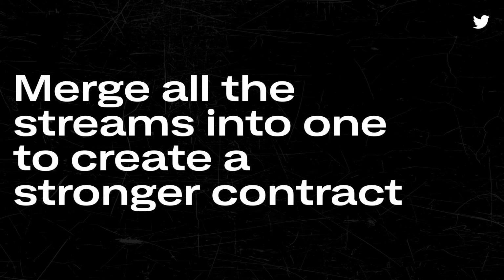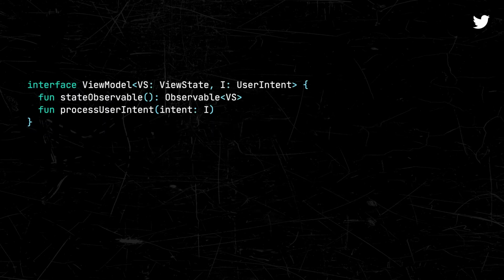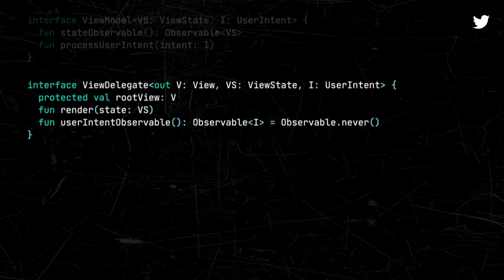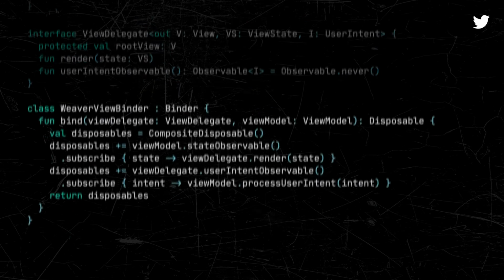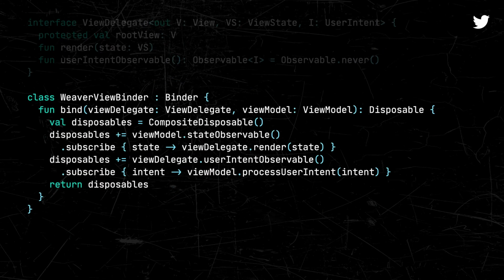So if we merge all the streams into one, we create a stronger contract in the view model interface. If we provide one input and one output in the view model, and we do the same thing in the view delegate, then the view binder will always be the same. So we will always subscribe to a state observable, and we will always call render in the view delegate with whatever that outputs, and the same thing with the subscribe to user intent observable in the view delegate, and then call the process user intent in the view model.